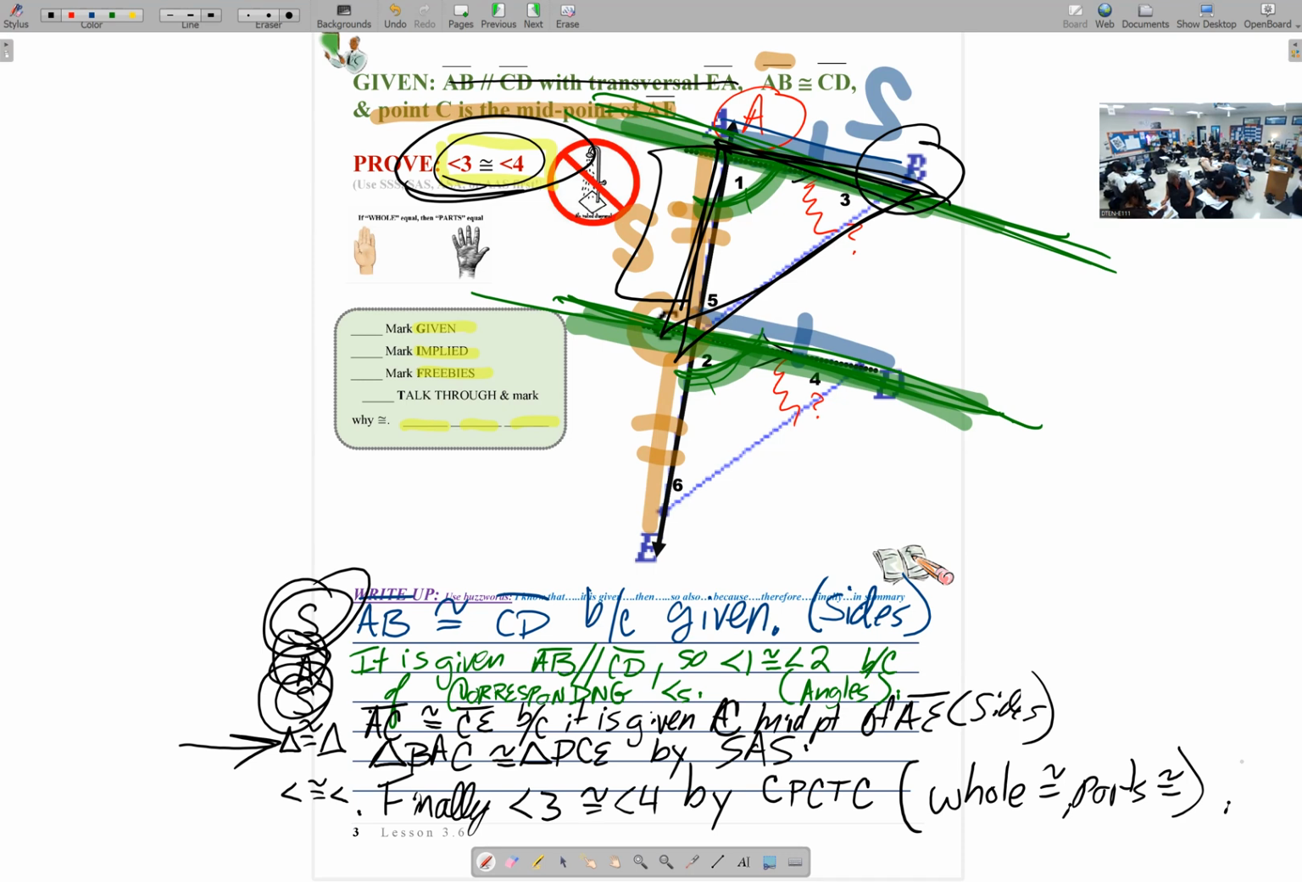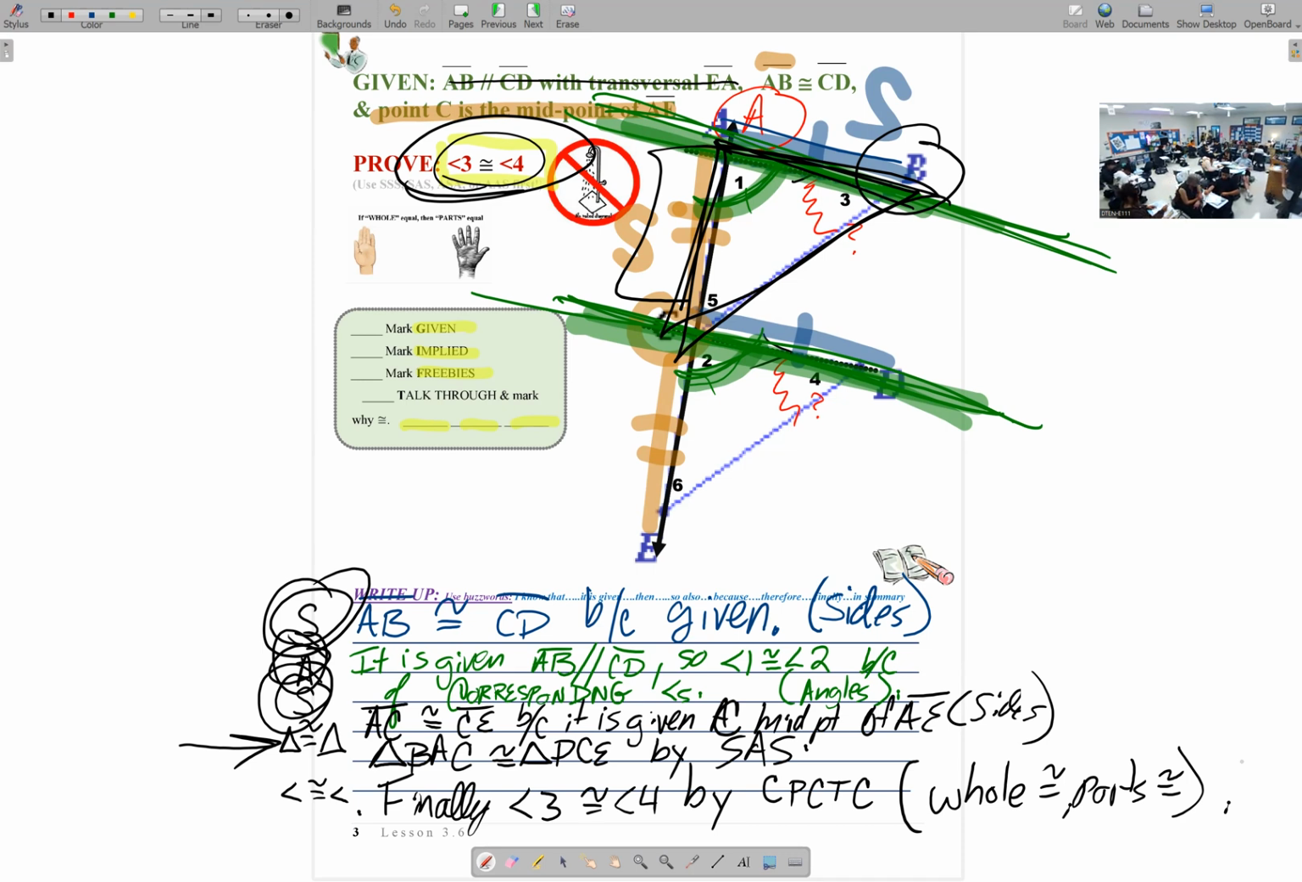Which two sides are now even? W to T and T to U, double hatch. So far we have two pairs of sides, one here and one here. Okay, that's another S.